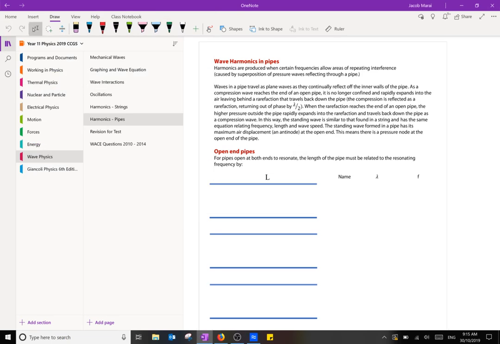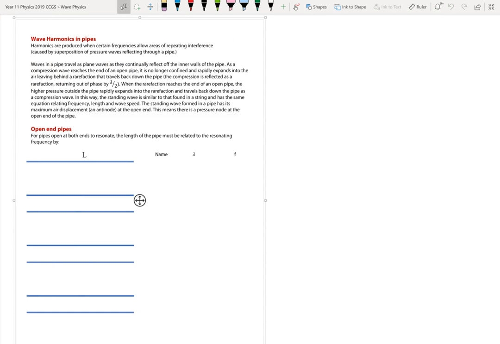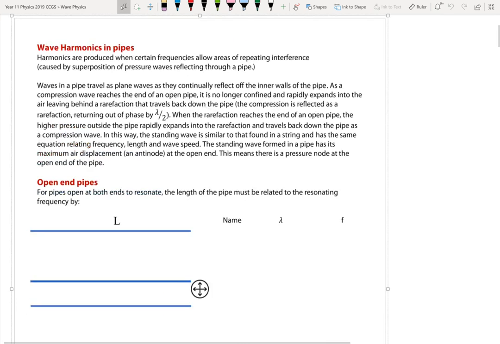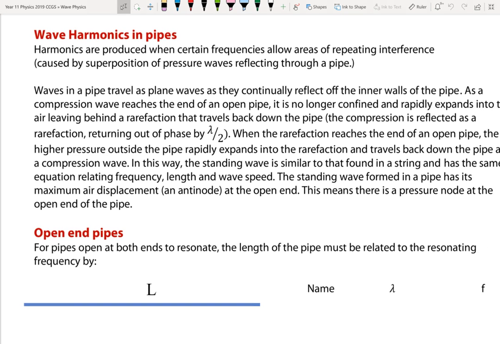I want to just go through, all right, here is pros and cons. The con is that this page is not in the test that's on Tuesday, but the pro is it's the same equation. So we're still going to be playing with the same equation. We're now looking at wave harmonics in pipes, which is assigned to week 4 of the topic.